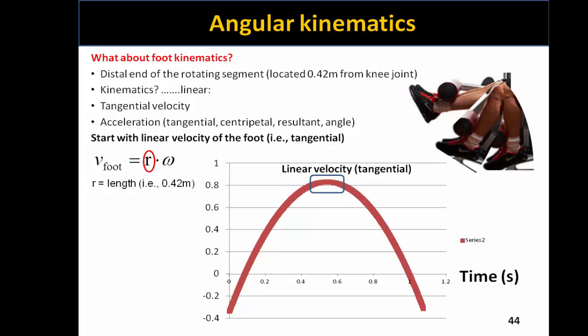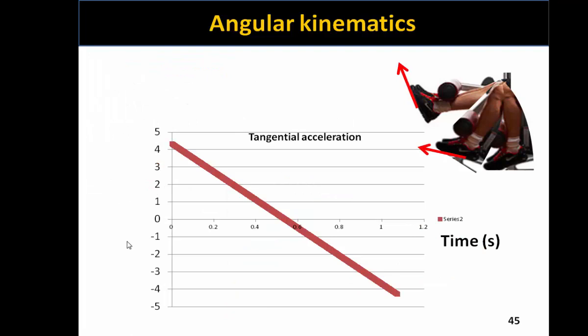And on this graph, r is going to be a constant, and we see that the peak velocity of the foot aligns quite well with the angular velocity of the rotating segment of the knee here. So because r is a constant, omega is constantly changing and had that parabolic type of shape to it. And so we see the linear velocity of the foot following the same pattern.